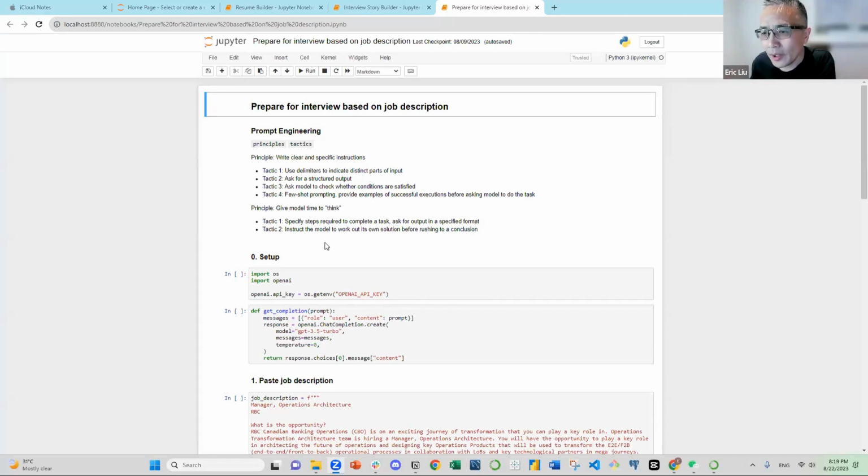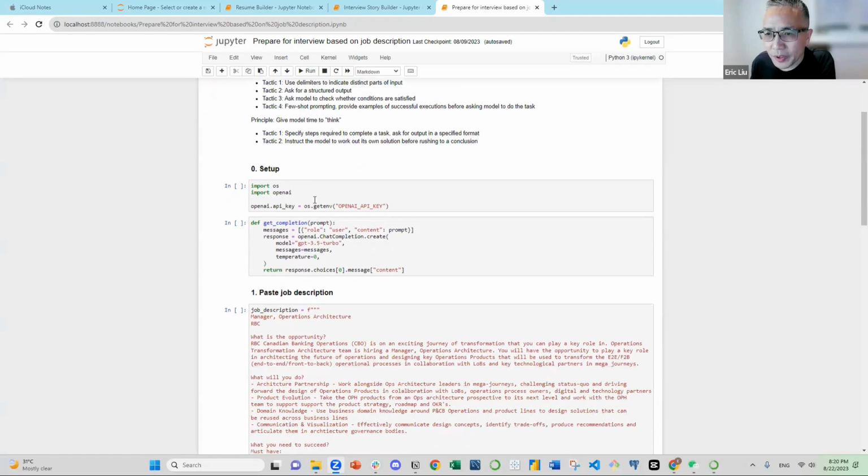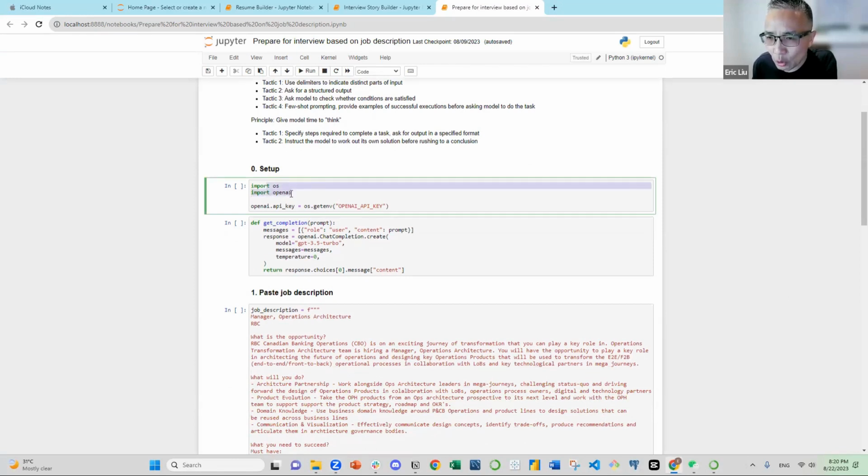And the second, instruct the model to work out its own solution before rushing to a conclusion. This is a technique or tactic we're not going to use today. So first of all, I think we will need to import two libraries, OS and OpenAI.